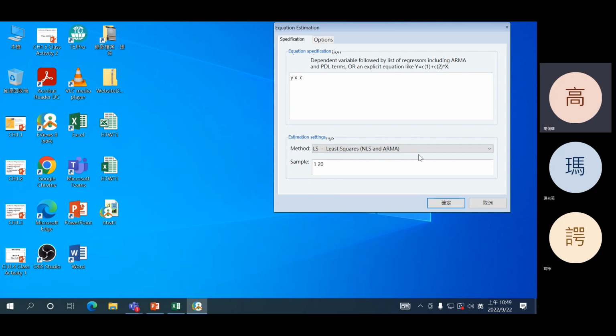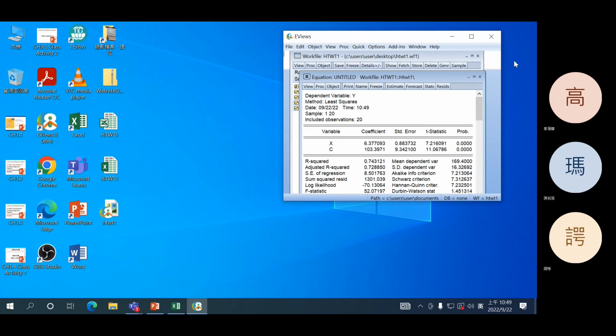Without selection, since this is the first option on top, it always shows this method if you don't do anything. And this is the method we are going to use this semester. Did you see the sample? Make sure you have all of them. I have 20 observations. Then after that, I hit OK.